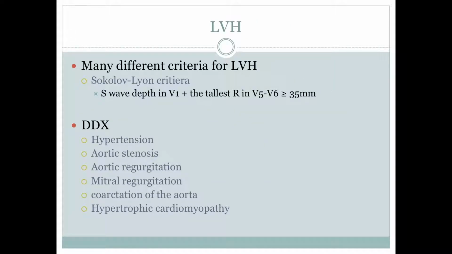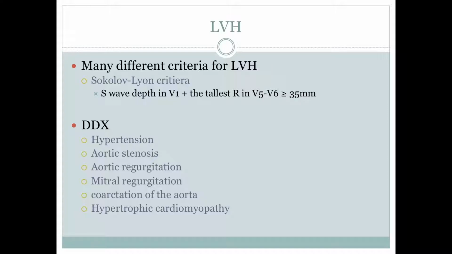So moving into left ventricular hypertrophy, there are many different criteria, but the one that I tend to use the most is the Sokolow-Lyon criteria. This basically has you look at the depth of the S wave in V1 and then take the tallest R wave in either V5 or V6, and if that total sum is greater than 35 millimeters, then you can say that there's left ventricular hypertrophy.